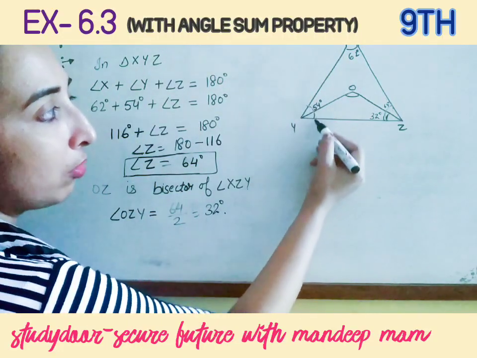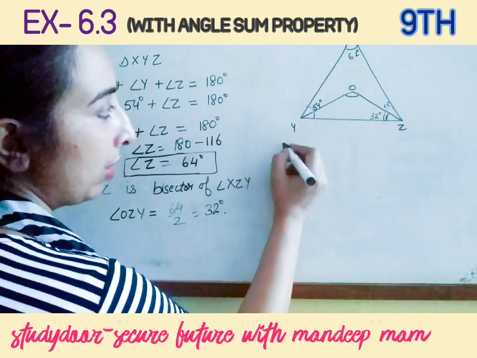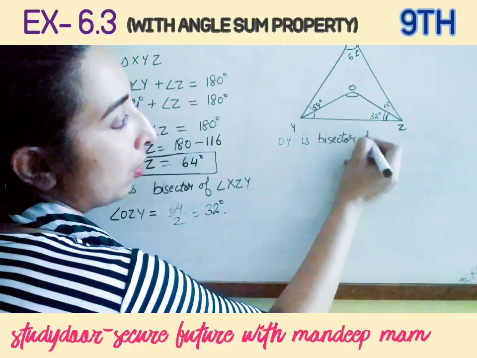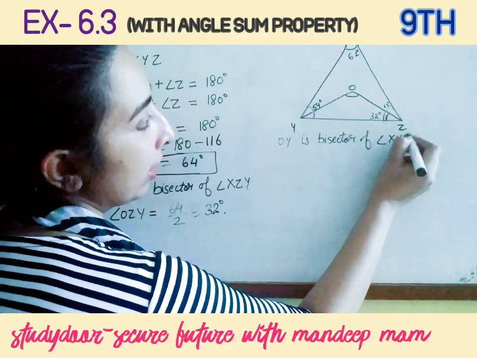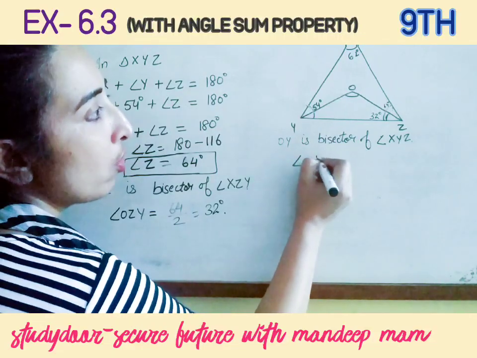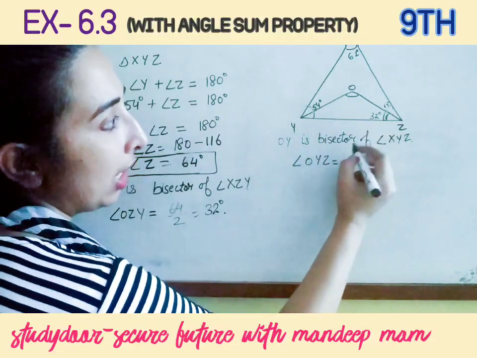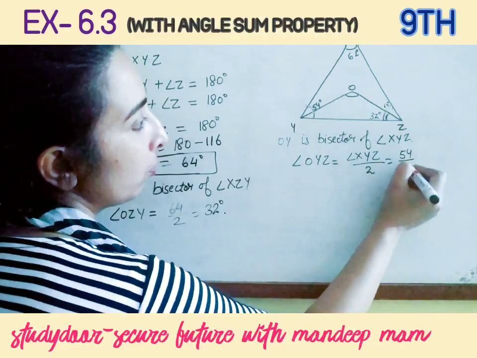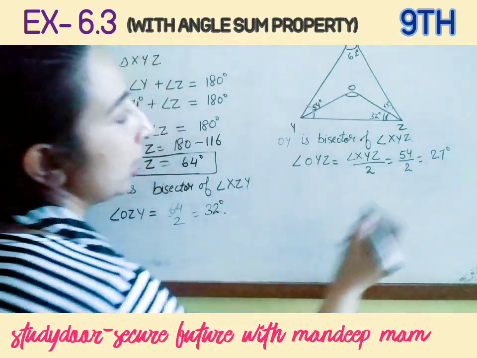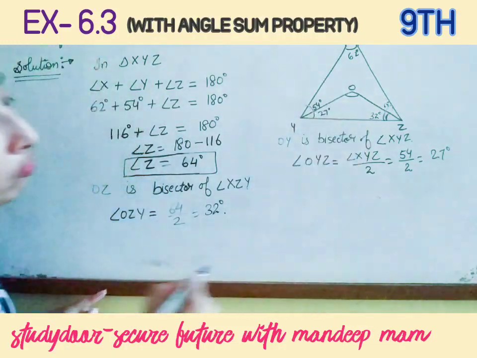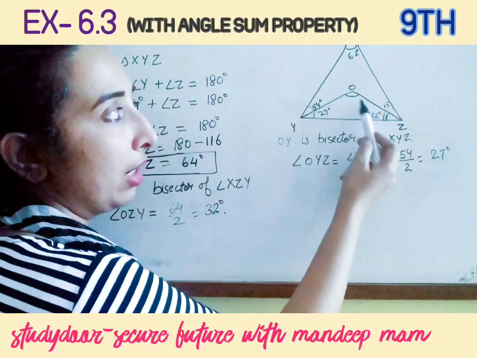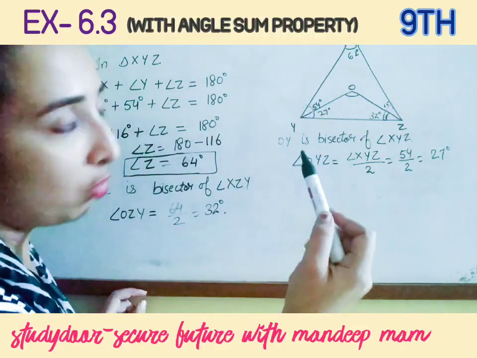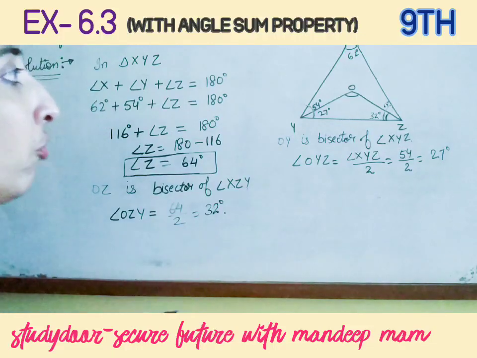Similarly, OY is the bisector of angle XYZ. So angle OYZ will be half the angle XYZ, that is 54 by 2, which is equal to 27 degrees. Now students, we have found two angles of triangle OYZ. One angle is 27, the second is 32. Now we have to find out the third angle of the triangle.